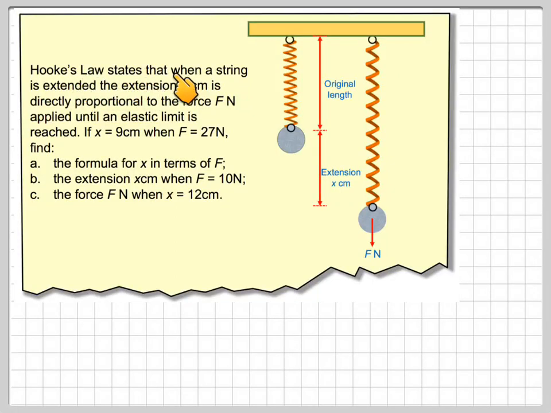Hooke's law states that when a spring is extended, the extension X is directly proportional to the force F applied until an elastic limit is reached. If X is equal to 9 centimetres when F is 27 newtons, find the formula for X in terms of F, the extension X when F is equal to 10 newtons, and the force F newtons when X is equal to 12 centimetres. So let's just have a look at this.